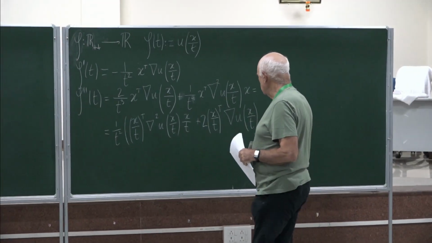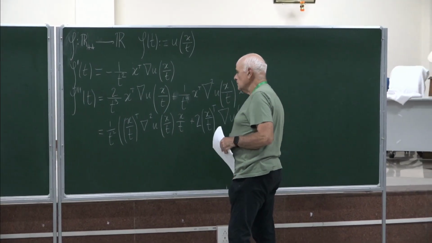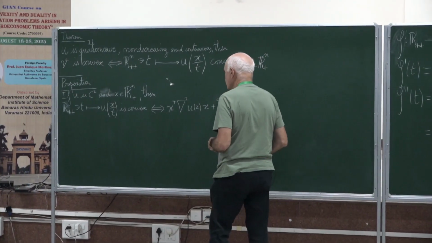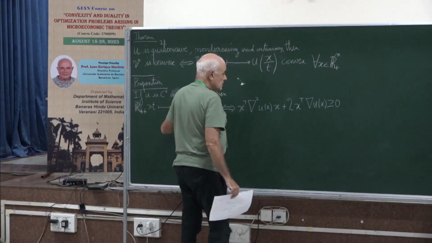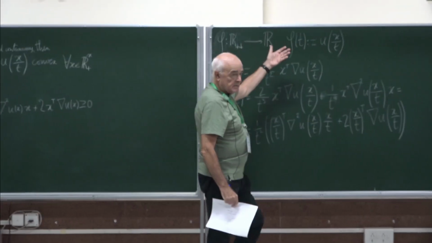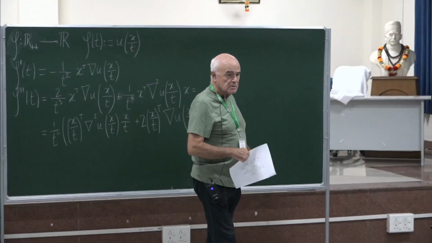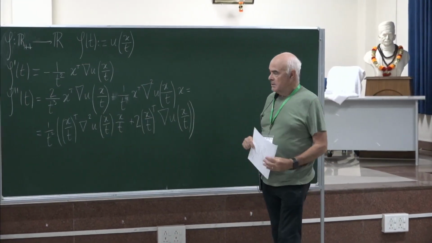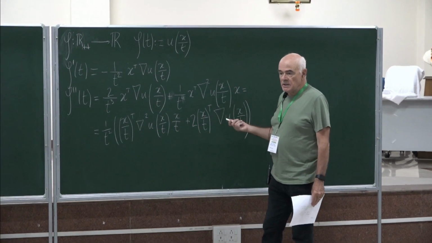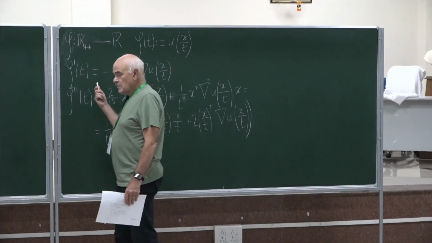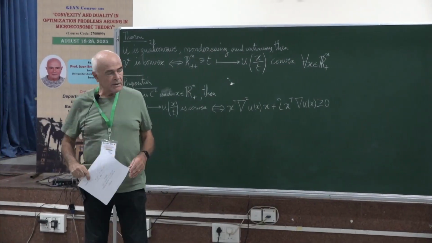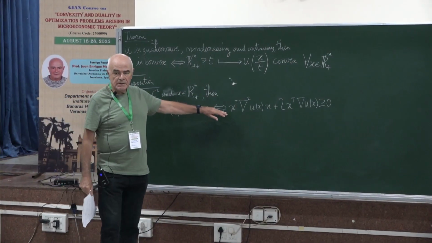So, if this function is convex, phi is this function, phi is convex. So its second derivative is greater than or equal to 0. If in this equality you take t equal to 1, second derivative is non-negative everywhere. So in particular, if you take t equal to 1, you get this condition.